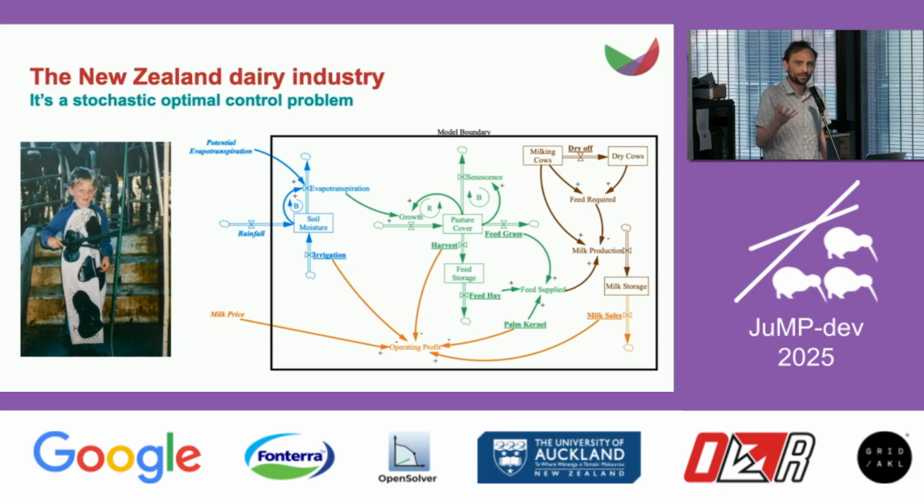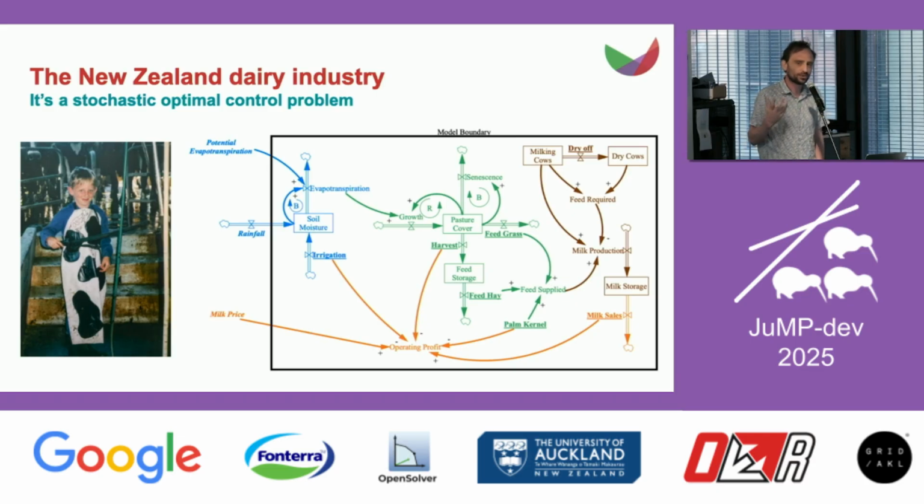The more feed you give to your cows, the more energy they intake. You can either feed them grass, you could feed them hay from the storage, or you could buy in supplementary feed, most commonly in New Zealand in the form of palm kernel. More energy into the cow means that they make more milk.